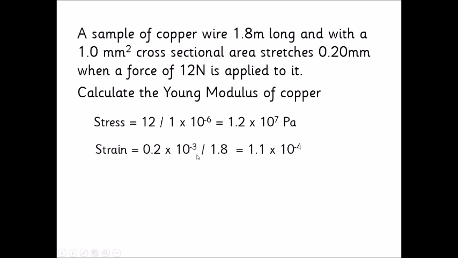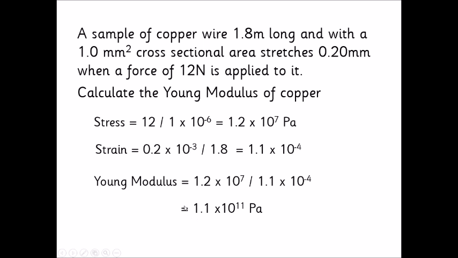The strain is the change in length, so the extension was 0.2 millimeters, so 0.2 times 10 to the minus 3, divided by the original length, 1.8. So that gives us a strain of 1.1 times 10 to the minus 4. So to find the Young modulus, we just do the stress divided by the strain, stick that in your calculator, and you get a Young modulus of copper being about 1.1 times 10 to the 11 pascals.